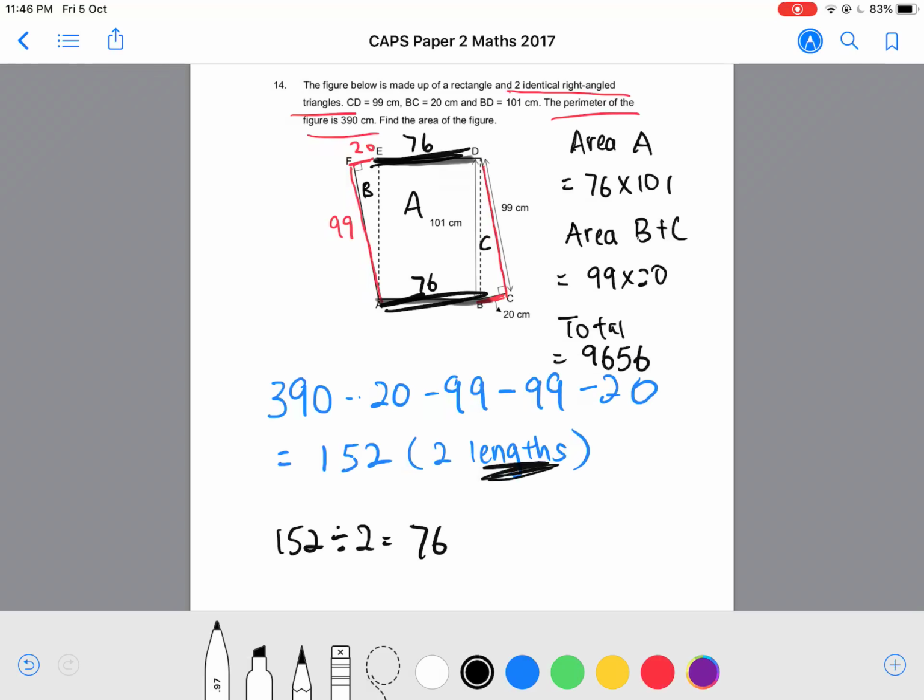9656. Alright, I'm trying to save the video time, so I'm not going to write down the numbers. But the answer is 9656. Please make sure your units are in.